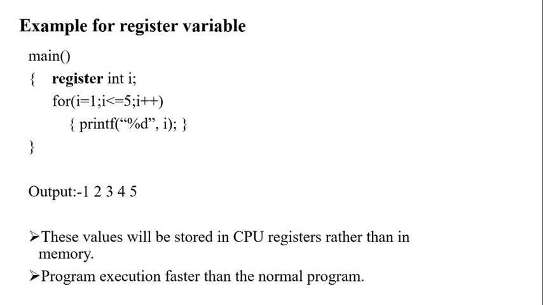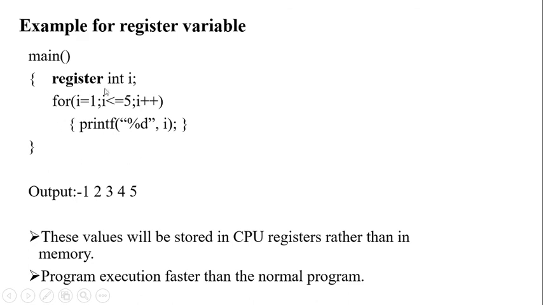Here you can see an example for a register variable. Here is the main function, register int I. For I is equal to 1, I less than or equal to 5, I plus plus, printf percentage d I. So first of all, I becomes 1. Next, I increments by 1, then 2 is less than or equal to 5, yes. So printf 2, then 3, 3 is less than or equal to 5, print 3, then 4, 4 is less than or equal to 5, print 4, then 5 is less than or equal to 5, print 5. So the output becomes 1, 2, 3, 4, 5.